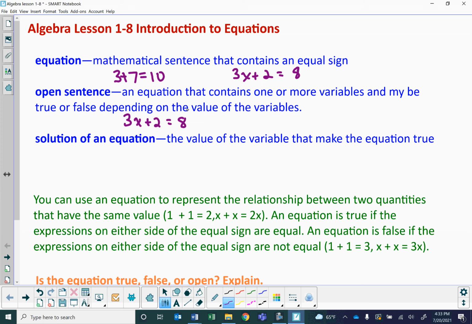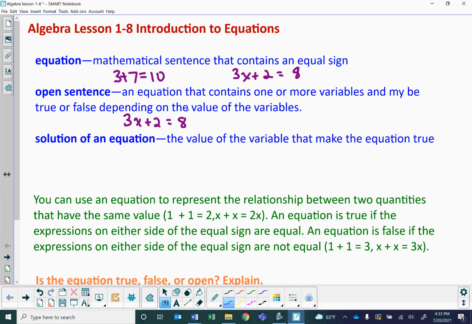The solution of an equation is the value of the variable that makes the equation true. So for instance, in this 3x plus 2 equals 8, the solution of the equation there would be 2.